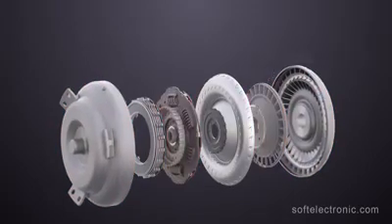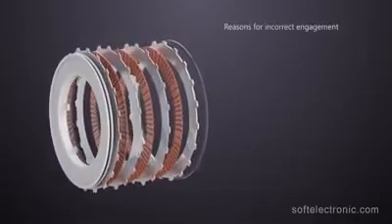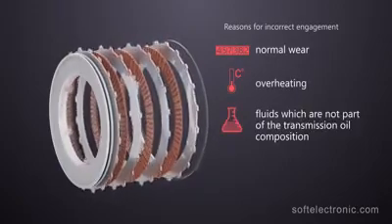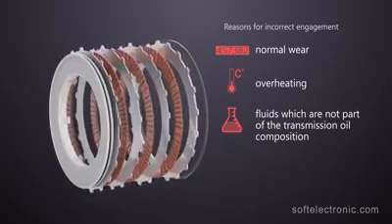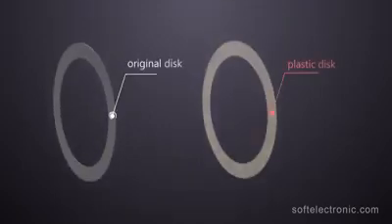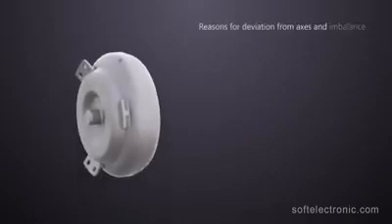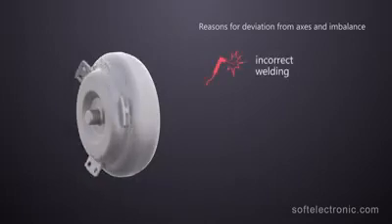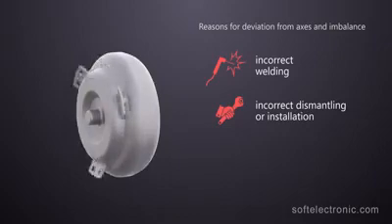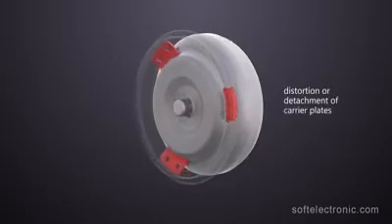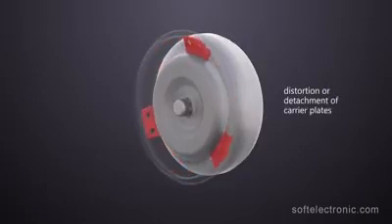The malfunctioning of the lockup mechanisms may be due to normal wear, overheating, the entering of fluids which are not part of the transmission oil composition, or previous repair with low-quality parts. Soft Electronics technicians have seen torque converters where the clutch discs have been replaced with plastic ones after a previous repair. Deviation from the axis of rotation or imbalance can happen by previous incorrect welding, incorrect dismantling or installation, as well as by incorrect transportation. Vibration and improper mounting can detach the carrier plates from the torque converter housing, which can result in serious damage.